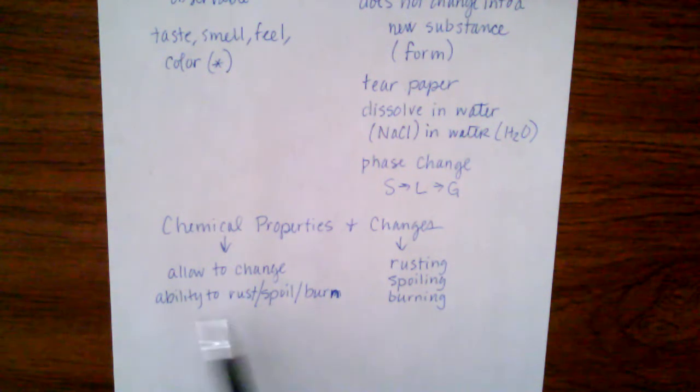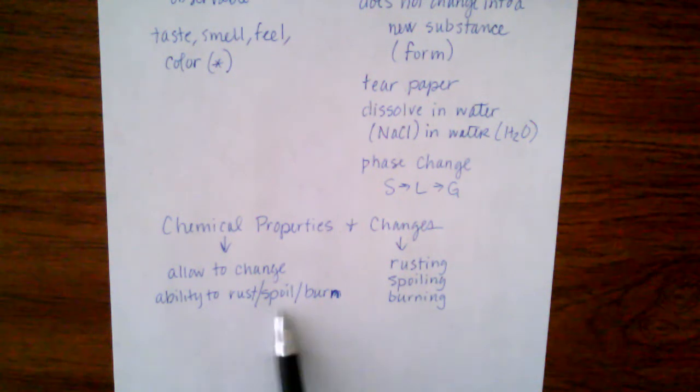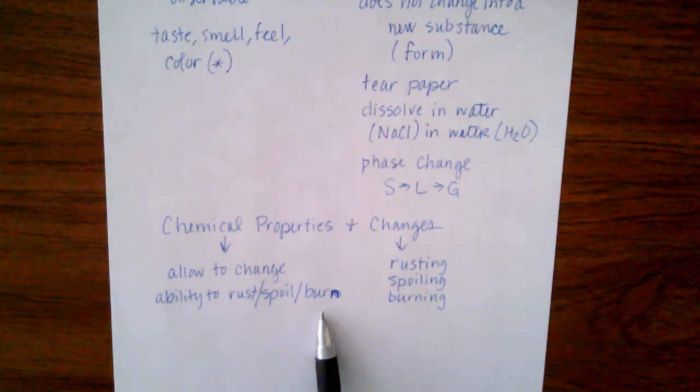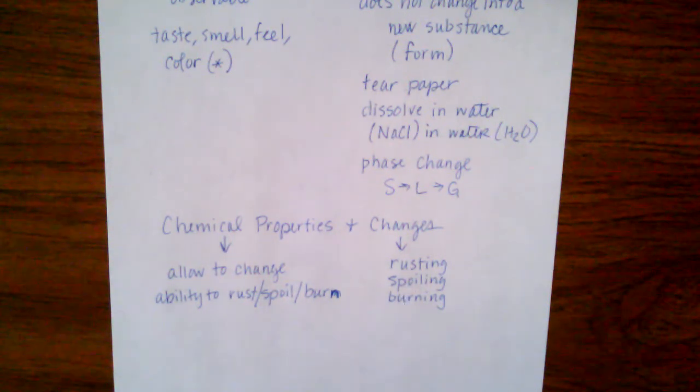So a property would be the ability for it to rust. So that's iron. We know that iron can rust. We know that milk can spoil. We know that some things are combustible. They burn easier than other things. So that's a chemical property. Chemical change is actually when it's doing it. So rusting, spoiling, burning are your most common examples of that.